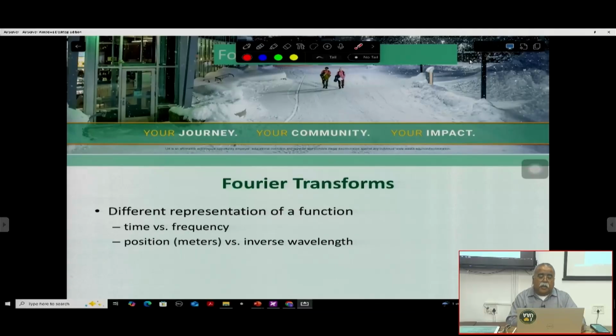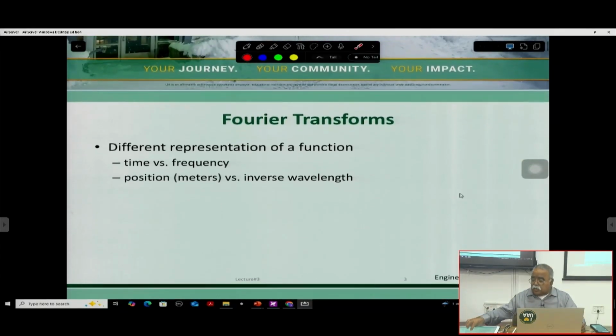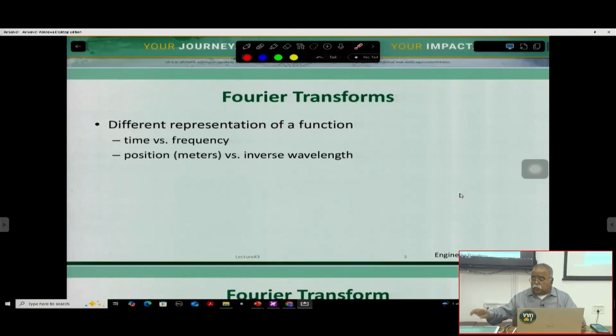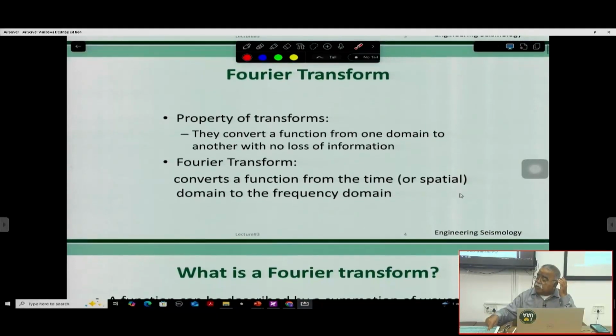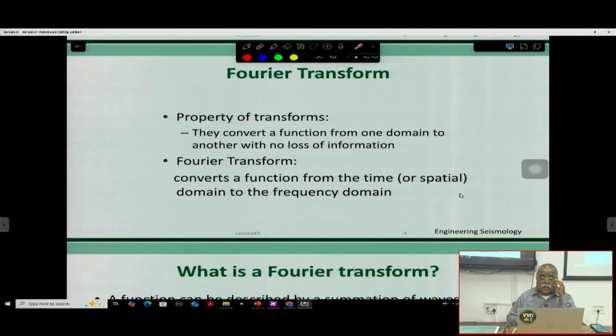Based on that information, after the response spectra calculation, our next target is to calculate the Fourier transform. As I told you, we can represent a function either by time or by frequency, or by the position in meters or by the inverse of the wavelength, but in case of your time series analysis, this is the time and frequency we are interested in, right?